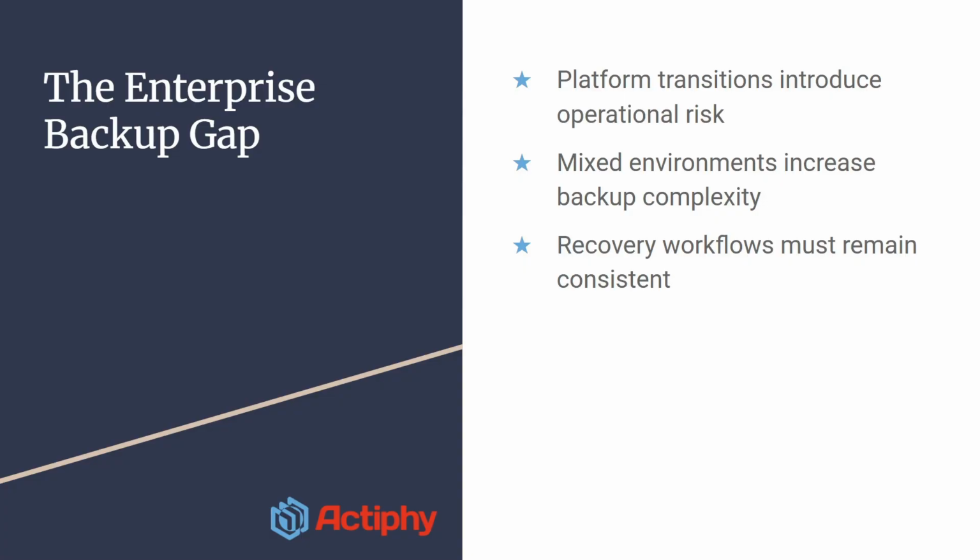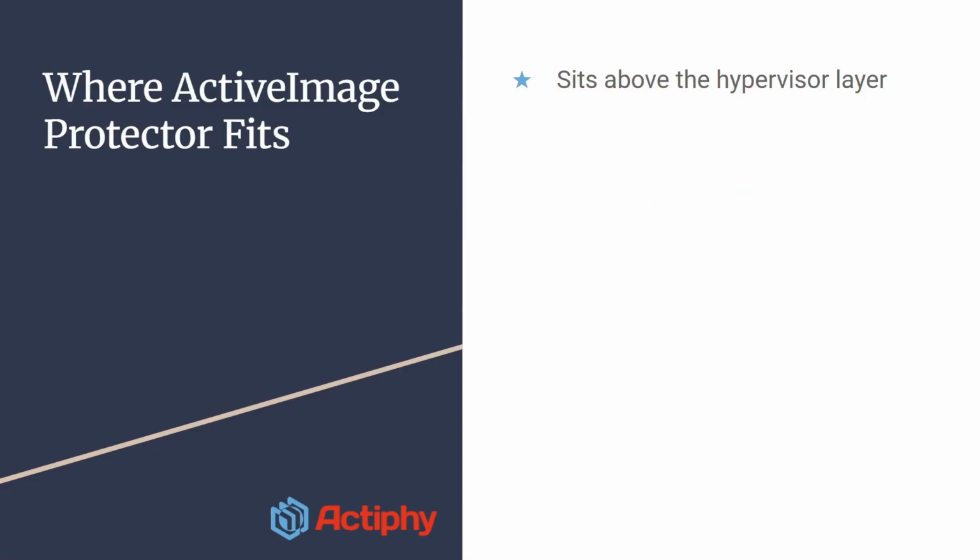Under pressure, simplicity wins. If every platform requires a different recovery tool or different workflow, incident response becomes fragmented. But if the backup and recovery model remains consistent, regardless of where the workload runs, the infrastructure can evolve without increasing operational risks. That is the core of the enterprise backup gap, and that's precisely where ActiveImage Protector fits.